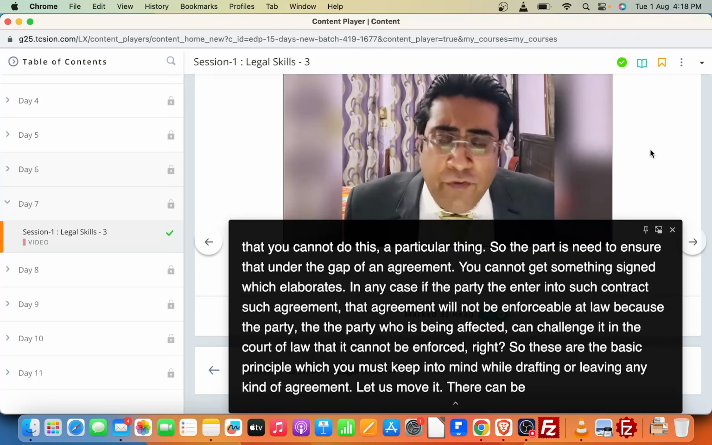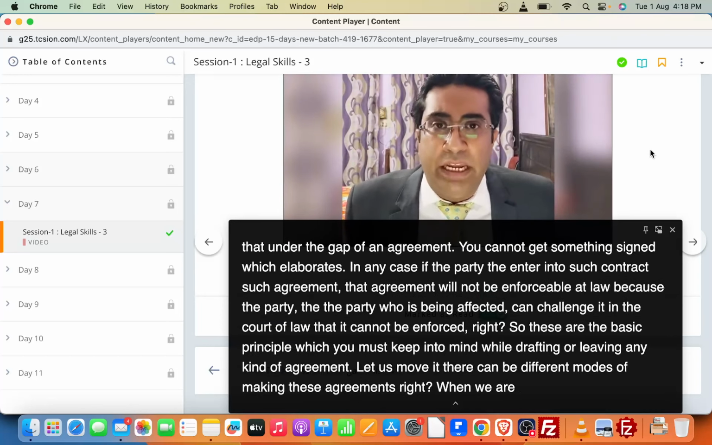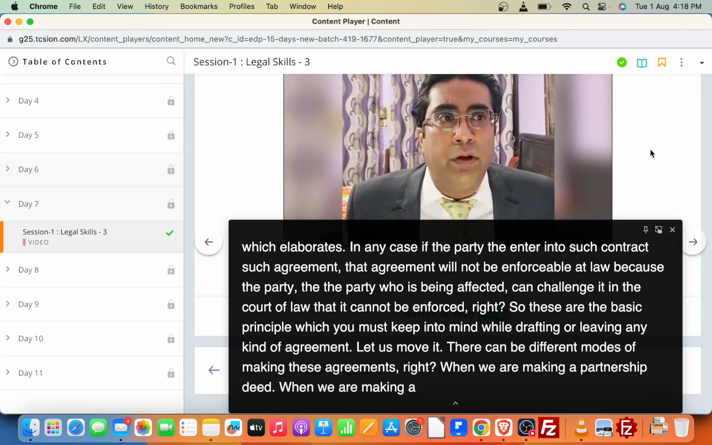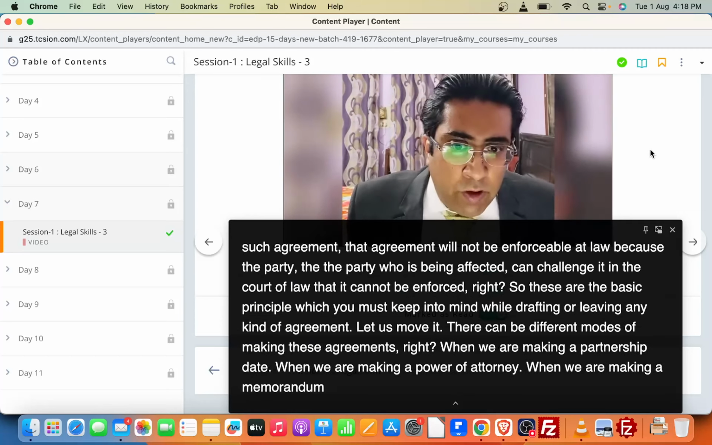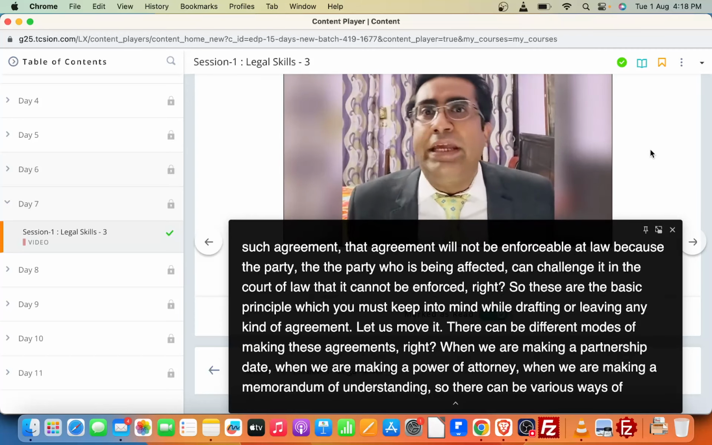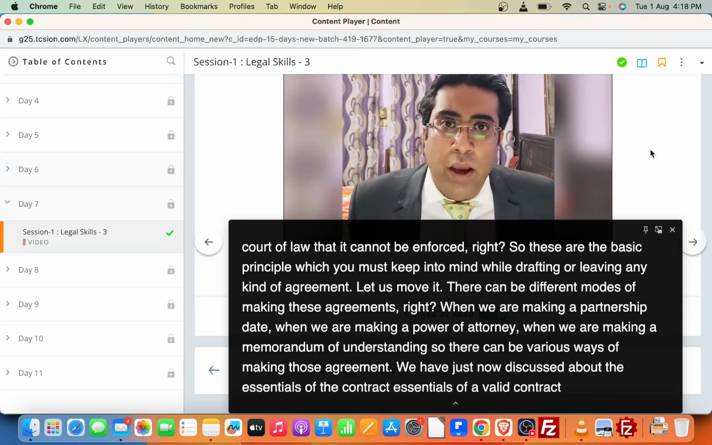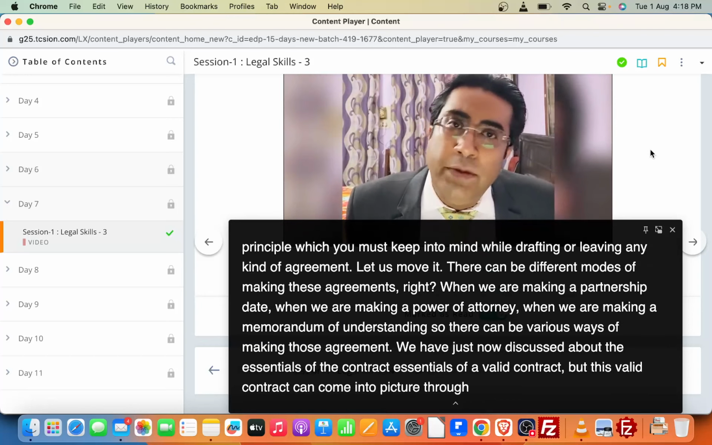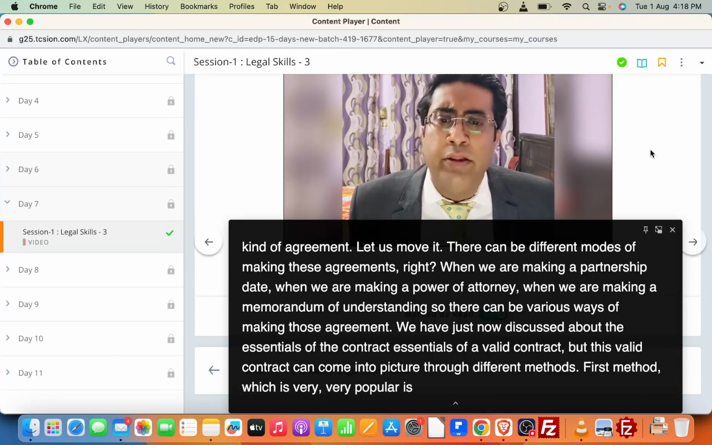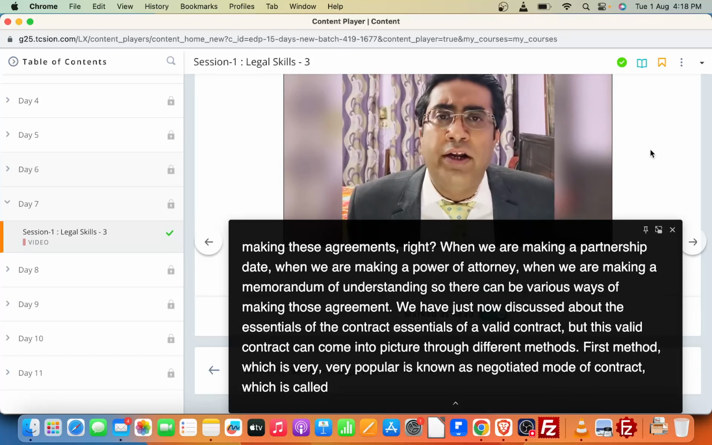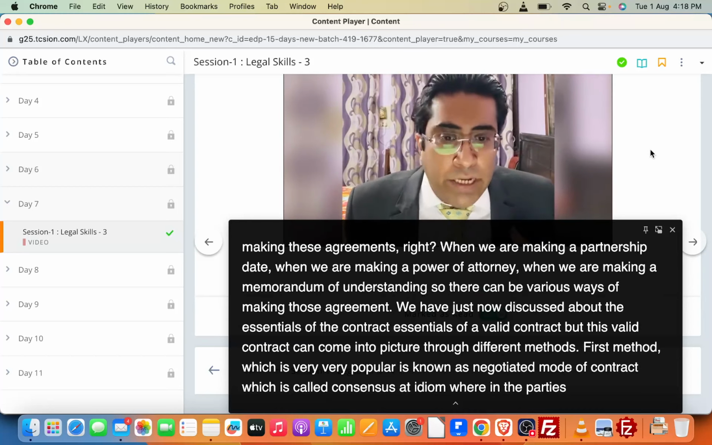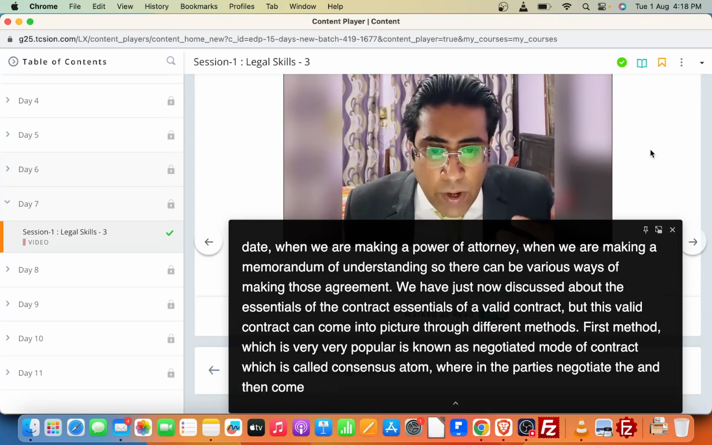There can be different modes of making these agreements, right? When we are making a partnership deed, a power of attorney, or a memorandum of understanding, there can be various ways of making those agreements. We have just discussed the essentials of a valid contract, but a valid contract can come into picture through different methods. The first method, which is very popular, is known as the negotiated mode of contract, or consensus ad idem, wherein the parties negotiate and then come to a contract.